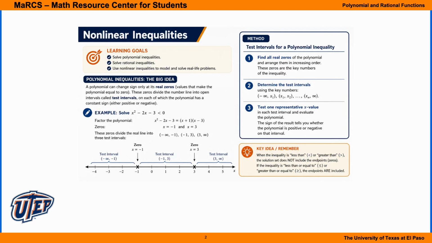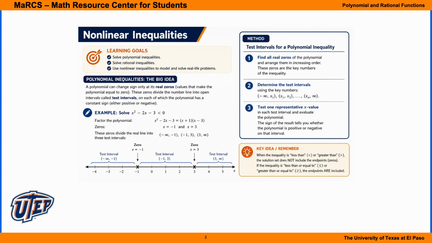A polynomial can change sign only at its real zeros, so those are values that make the polynomial equal to 0. So these zeros divide the number line into open intervals called test intervals, on each of which the polynomial has a constant sign, either positive or negative. So the test intervals for a polynomial inequality.